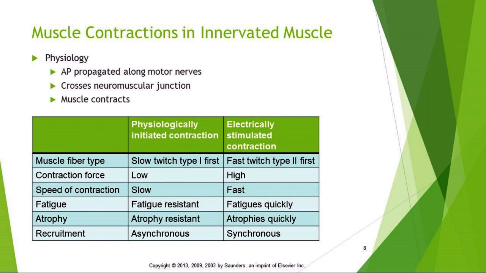The physiologically initiated muscle contraction has a low contraction force. Electrically stimulated has a high contraction force. The physiologically stimulated has a slow speed of contraction. Electrically stimulated has a fast speed of contraction. Physiologically initiated muscle contractions are fatigue resistant, they're atrophy resistant, and we get asynchronous recruitment. With electrically stimulated contractions, they fatigue more quickly, they atrophy more quickly, and we get that synchronous recruitment, so it's not as organized and functional.